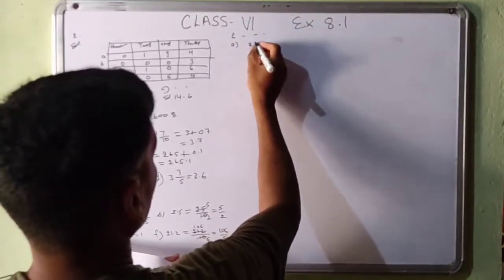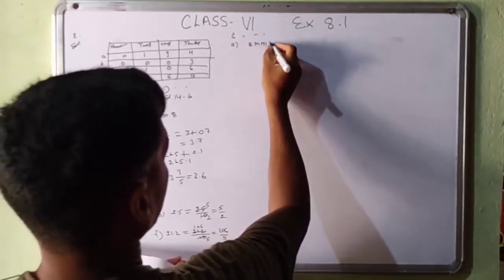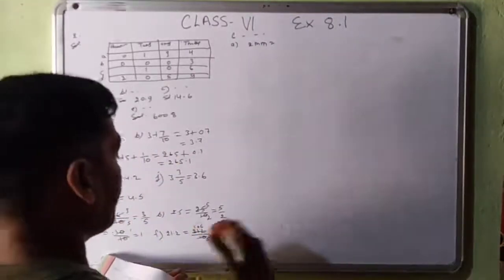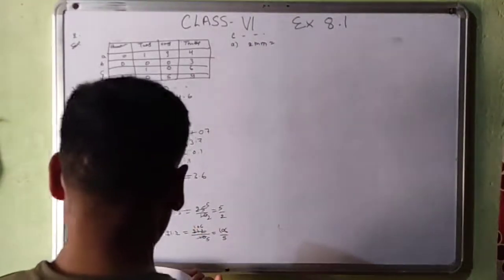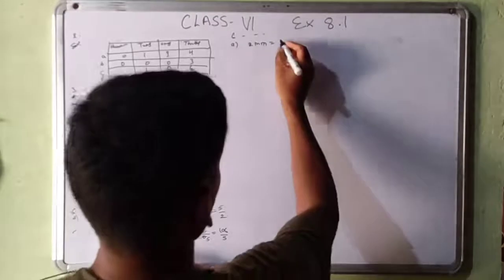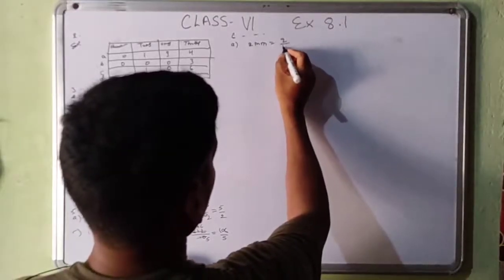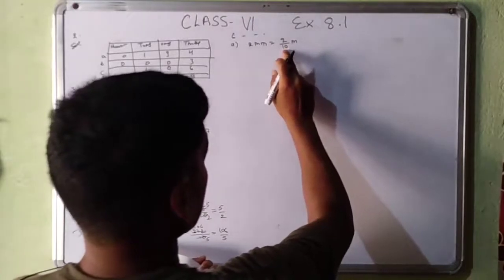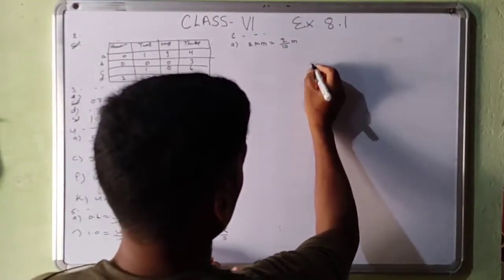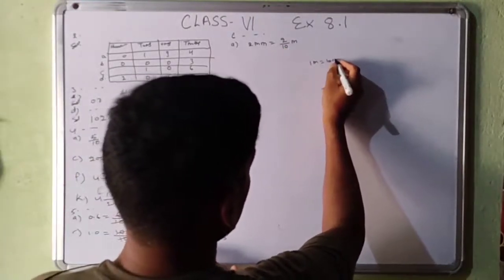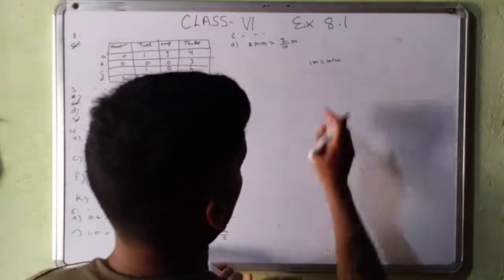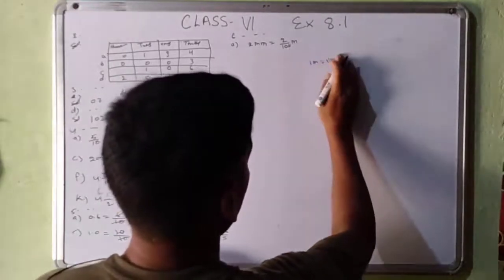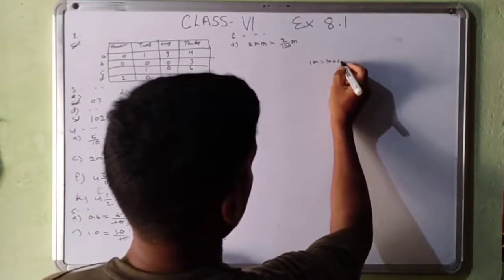2 mm. Mm means millimeter. Now we are writing in centimeter. So that will be 2 upon 10 meter. Why has this come 10? Because 1 meter is equal to 10 centimeter. Sorry, 100 centimeter.